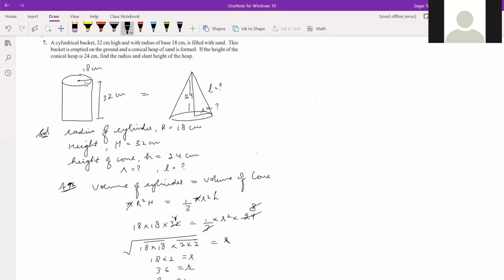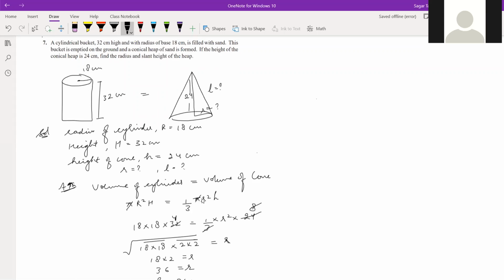So volume of this shape is equal to volume of this shape. So volume of cylinder equals volume of cone. So pi r square h equals 1 by 3 pi r square h, pi and pi cancel out. On this side r and h are given: 18 into 18 into 32. See, r square means 18 into 18, then height is 32.